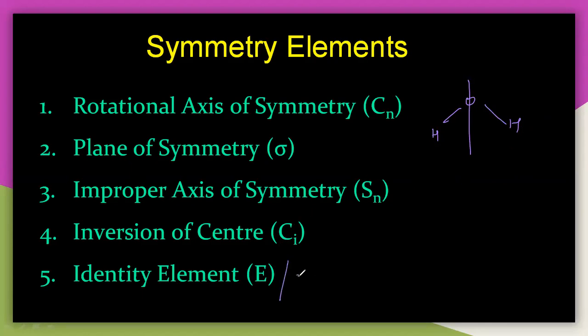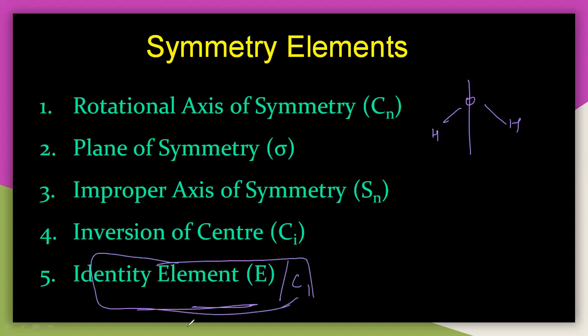So this is also called C1 or E element. అంటే మనం ఏం చేయము, లేదా 365 డిగ్రీలు తిప్పితే వచ్చే ఎలిమెంట్ అన్నమాట. So that is the identity element. So you don't worry about all these symmetry elements. So just you have to remember only two symmetry elements, that is rotational axis symmetry and the plane of symmetry here. You need to understand only these two symmetry elements, which are very important for the optical activity here.